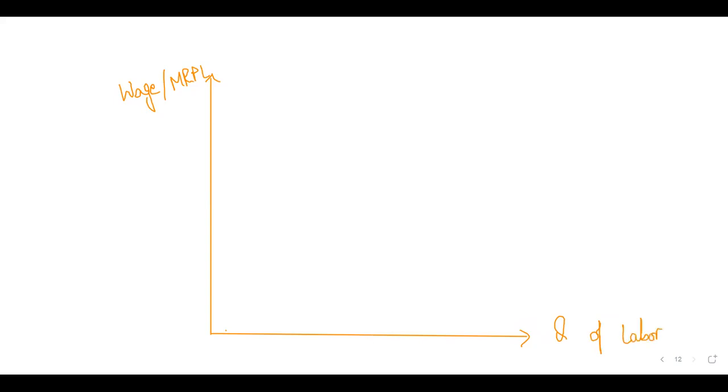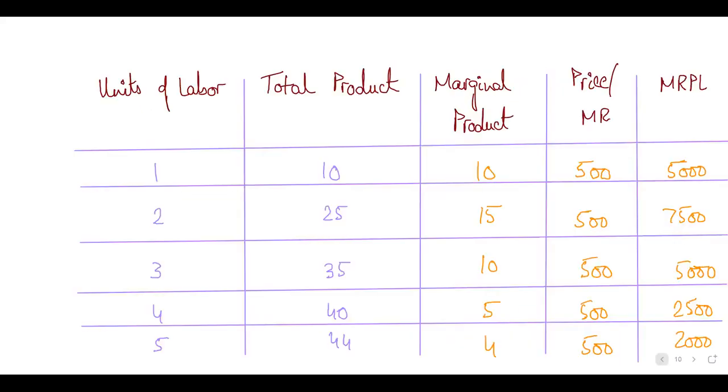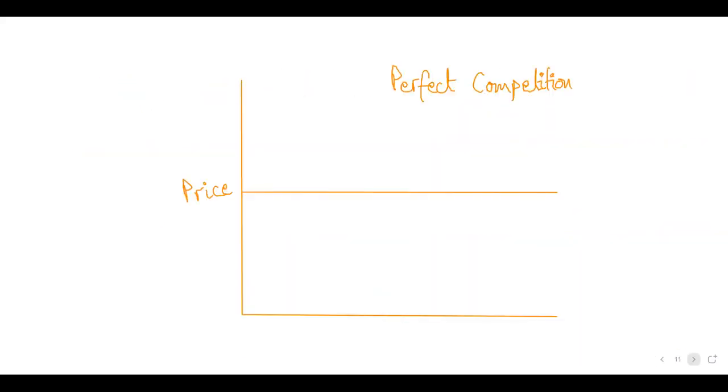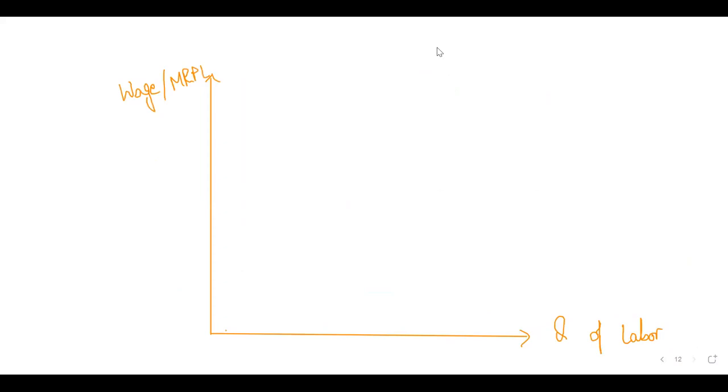Now if I just start plotting these values, the first guy was right here, somewhere here, at 5,000. So the first guy was generating a revenue of 5,000 for the business. So this is one and this is 5,000. Then the second guy generated a revenue of how much? 7,500, as we saw. So the second guy generated a revenue of 7,500. Then the third guy was again generating a revenue of 5,000.